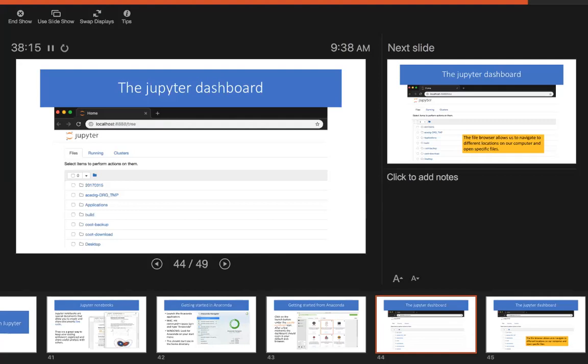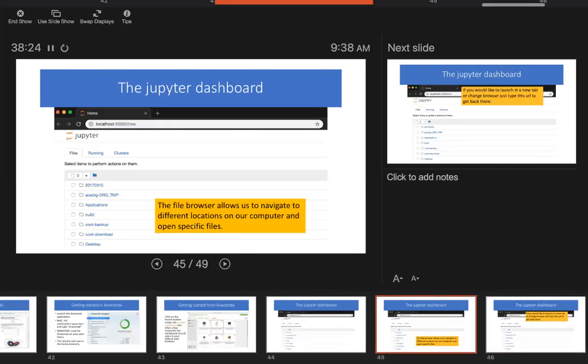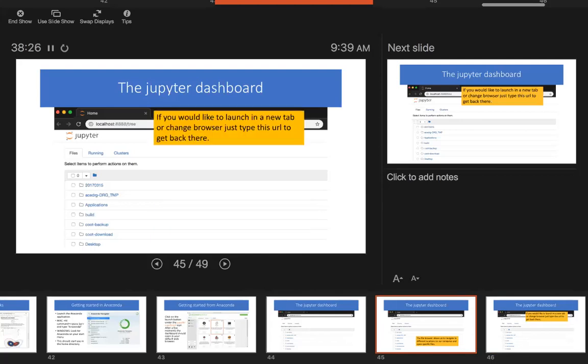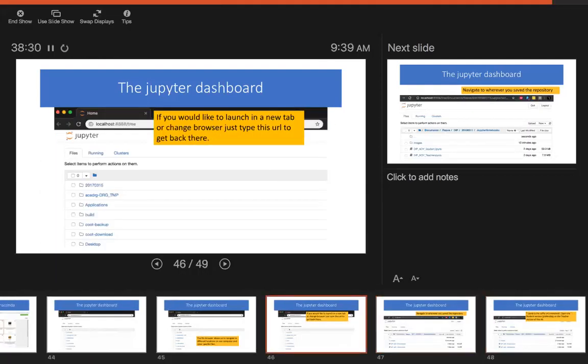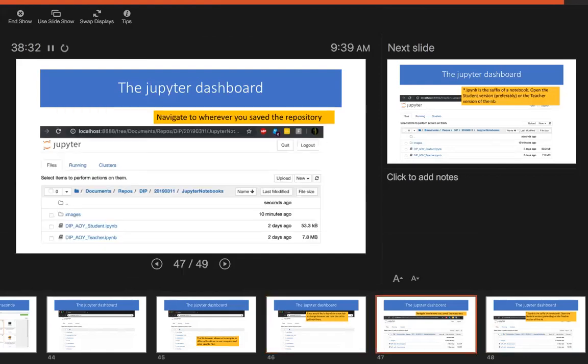Yeah, of course. This is my computer, so it has files and your computer has different files. The file browser is just like our computer. Navigate to wherever you put the repository. You can navigate normally, the same way you would on your own computer. I put it in Documents, Repos, BIP, Date, Jupyter Notebooks. So get to this position. On your computer, this is going to be wherever you saved the repository that you got from GitHub.